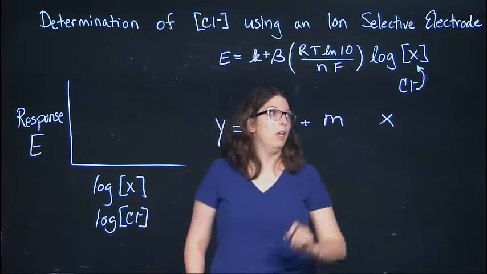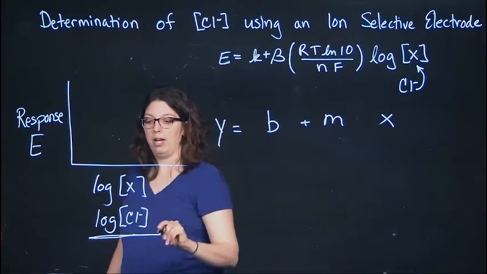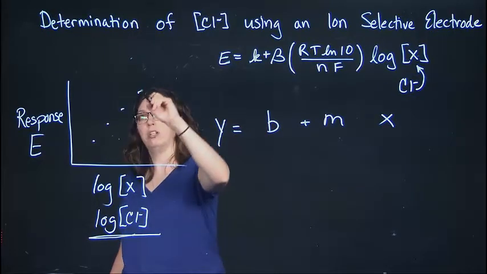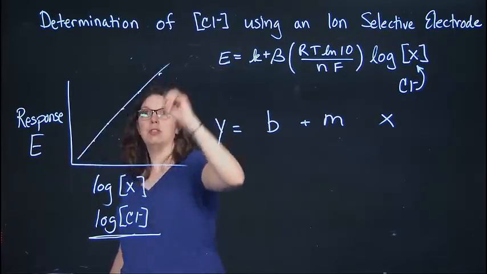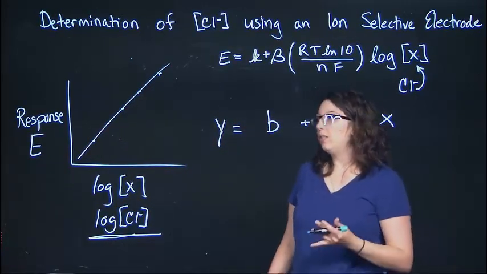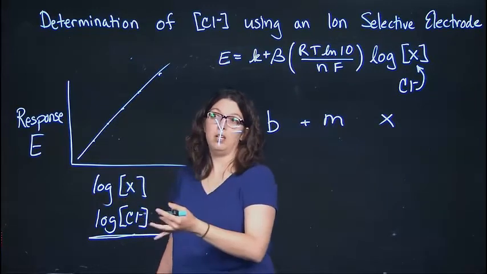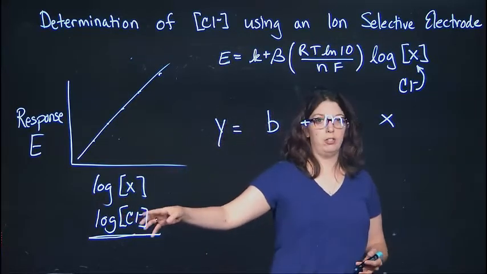Okay? The log of the concentration of chloride ion is going to go on the x-axis of our calibration curve, and the response in volts is going to go on our y-axis. In doing so, we can get the concentration for an unknown. It'll be log of concentration on x.